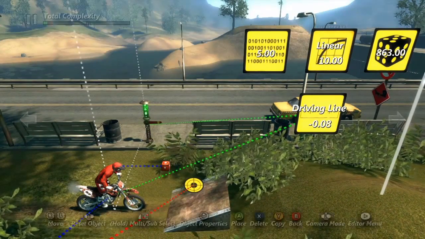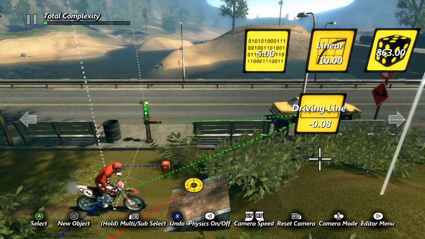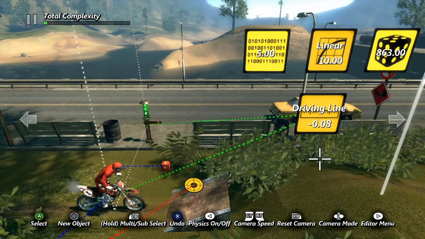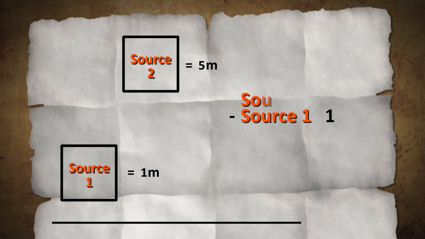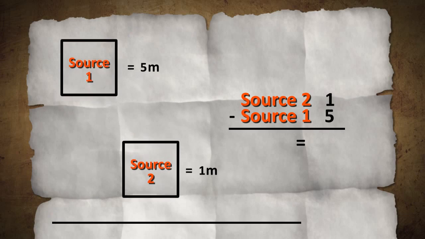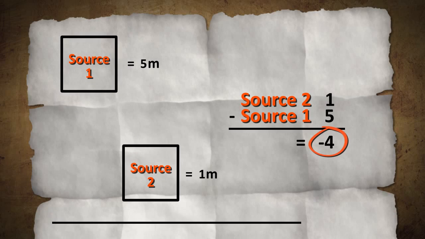One thing to note here is that if one object is static and the other is moving, it's a good idea to select the static object as source 1. For example, with height, the operator takes the height of source 1 and subtracts it from the height of source 2. As a result, if source 2 is below source 1, the value you get will be negative.